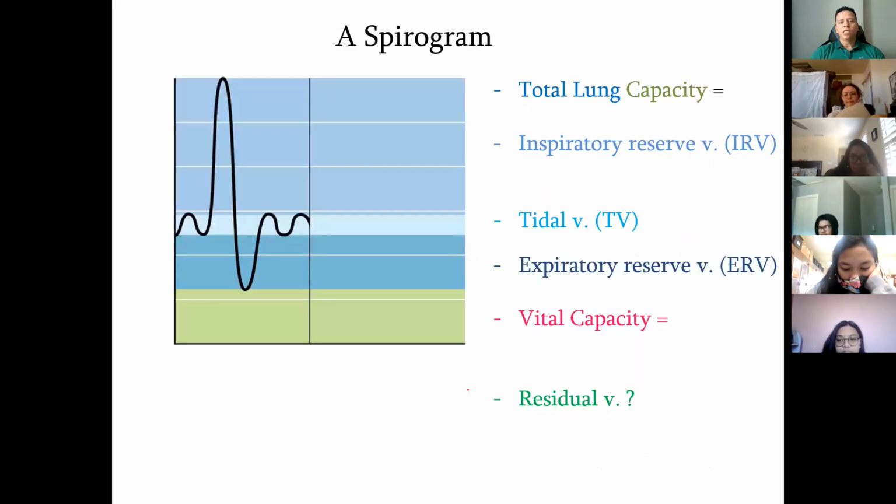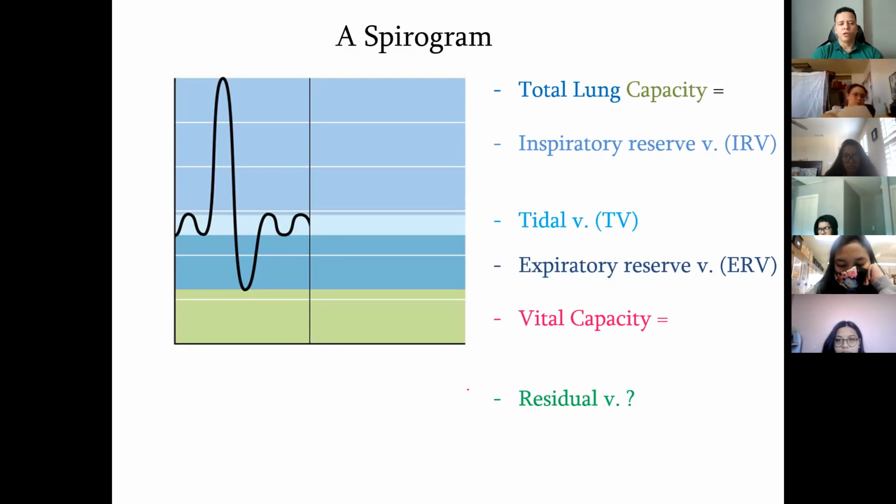Now, when we do a spirometry test, that is going to produce a little graph, a little result that we call a spirogram. And a spirogram is basically that measurement in which you can look at the values here and see how well your lungs are doing, okay?